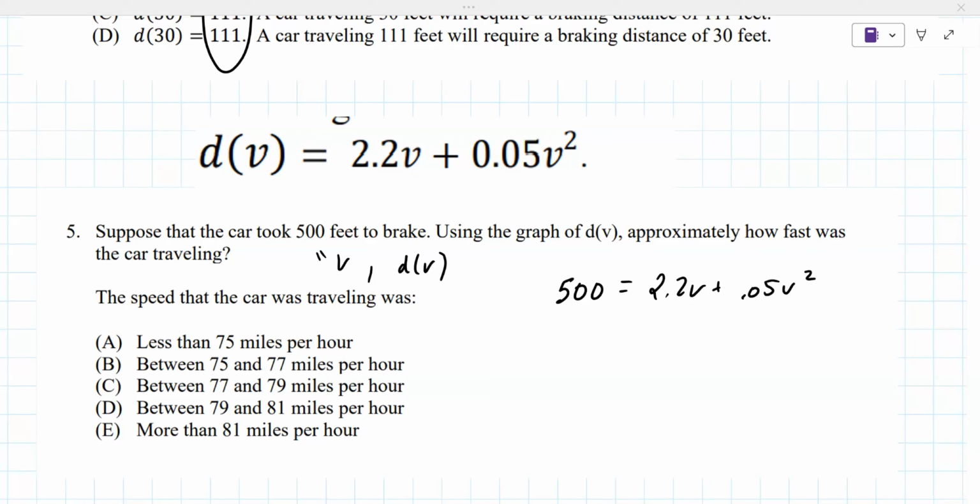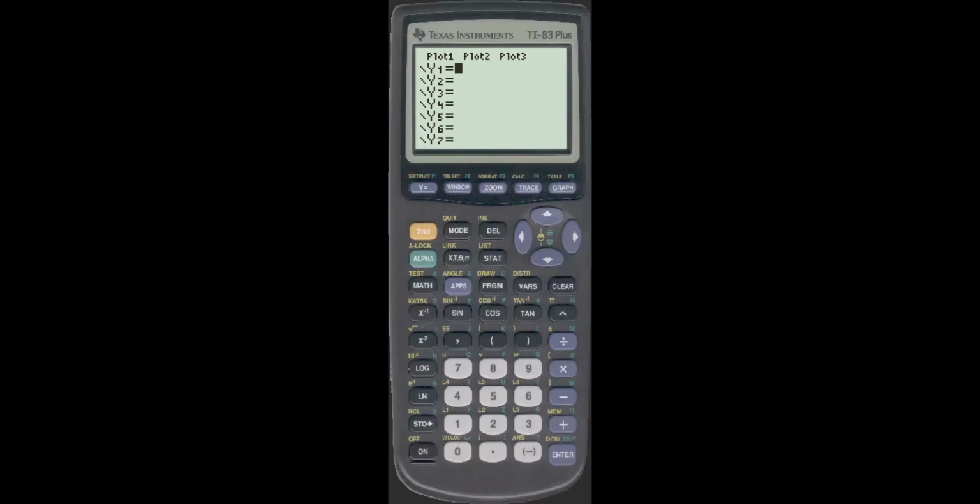So let's go to new share, go to the calculator. You go to y equals and you put in both sides of the graph. So you're going to put in the 500. That's going to give you a horizontal line. And then in the next row you put in the equation. Now you don't use v, you use x. So 2.2 x plus 0.05 x squared, like that.